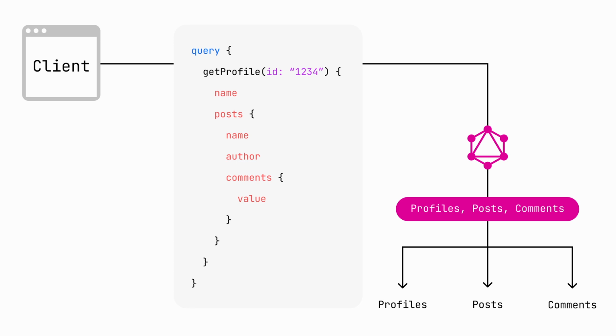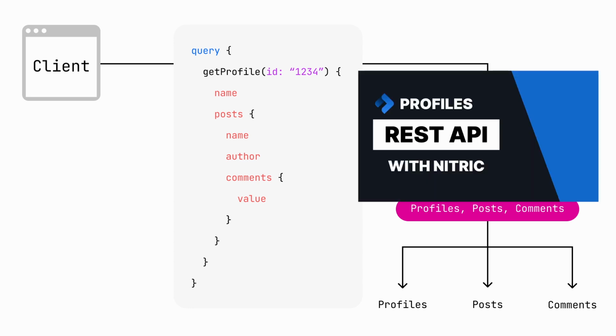GraphQL is an alternative to REST that was developed by Facebook to handle the need for more flexibility and type safety when interacting with an API. To illustrate the difference between them, we'll be building our API with the exact same specs as the Profiles API from our REST API guide.